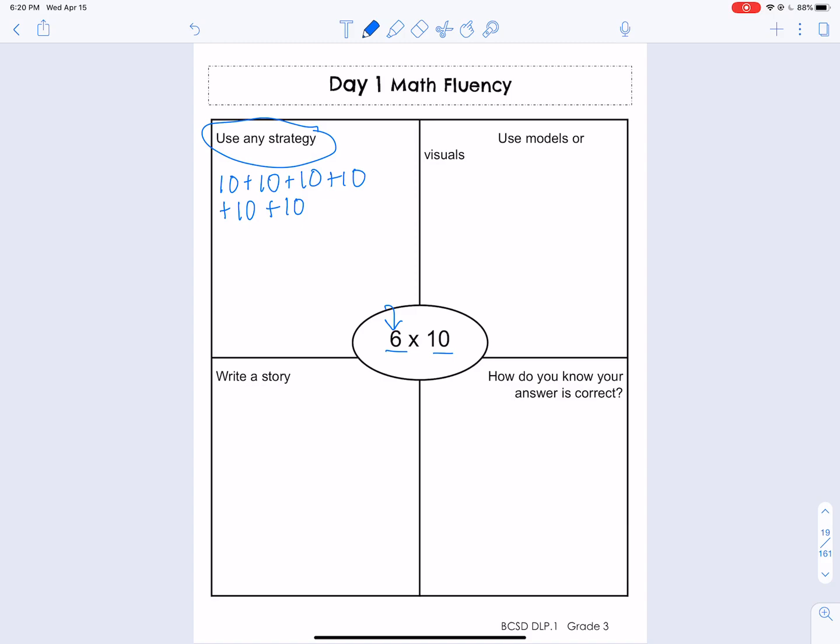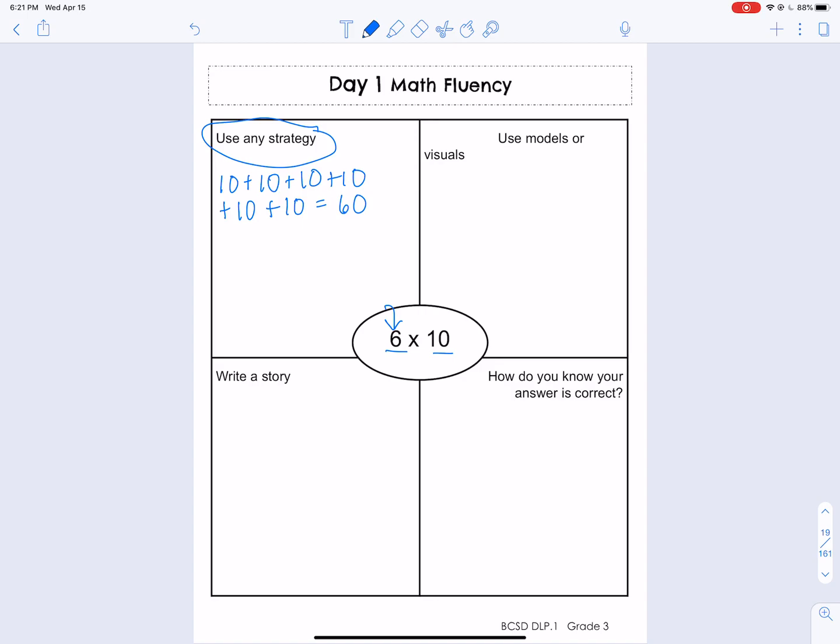Always go back and check. Okay, now using tens, I actually chose to use tens on purpose because it's really easy to count by tens. Always try to make it easier for yourself if you can. So I'm going to go like this, 10, 20, 30, 40, 50, 60. Now I know that 6 times 10 equals 60.